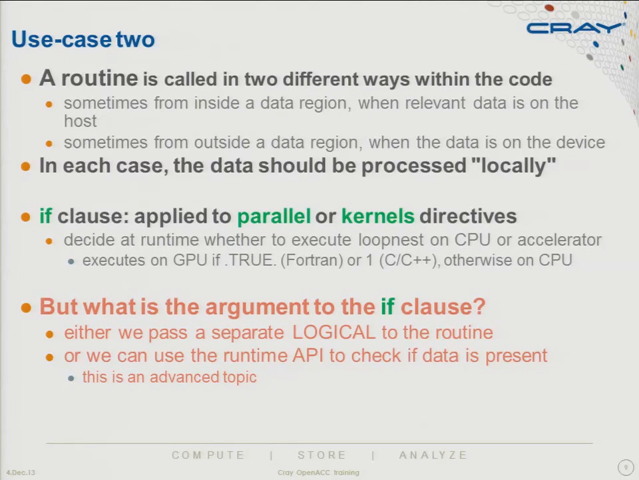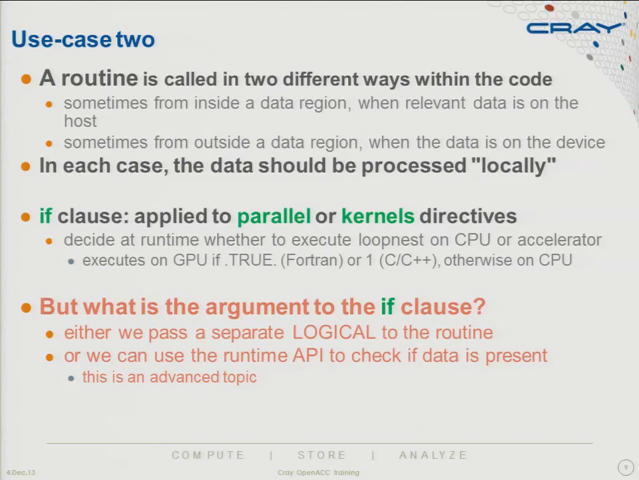Well, there's an if clause. An if clause can be applied to the parallel kernels, I think the data as well, data regions, and you can decide at runtime whether to execute your loop nest on the CPU or on the accelerator. It executes on the GPU if it's true, otherwise on the CPU. So that's good, but the argument here is what goes inside that if clause. If what?